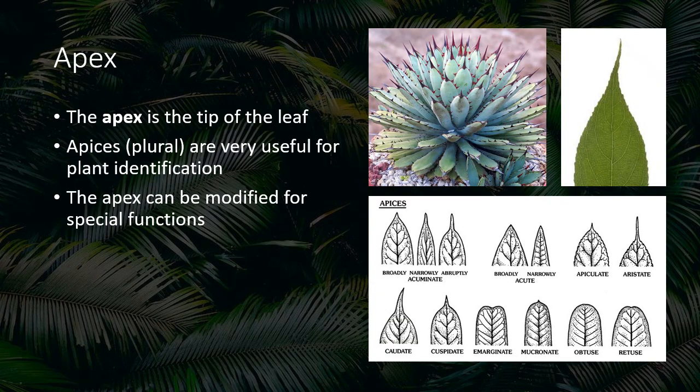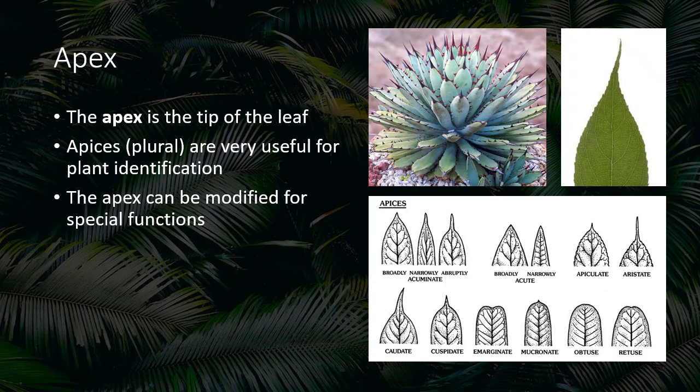The apex is the tip of the leaf. You might think about an apex predator being at the tip or top of the food chain. The apices are very useful for plant identification. So, for example, if we look at this agave species, we can see that the apex or the tip of the leaf has been modified into a thickened woody spine.